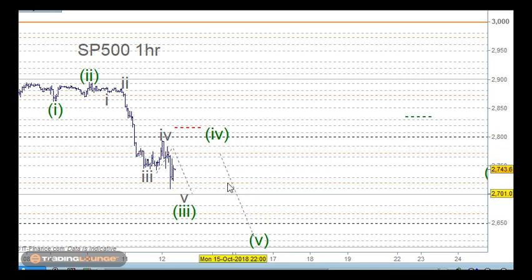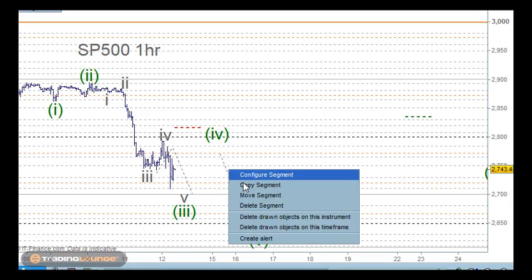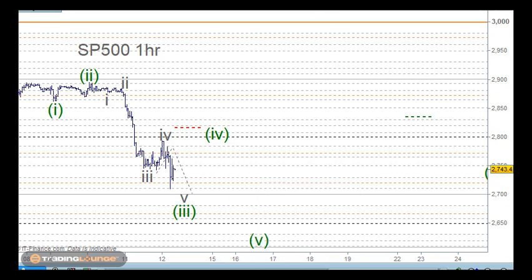So I'll just remove that. It'll be an ABC correction, so an A wave coming into supply, being sold off, and then the final attempt coming into this space, and then we'll look for 5 waves lower into the 2650 area here, and then of course we'll be looking for the A, the B and the C correction up at this space here.